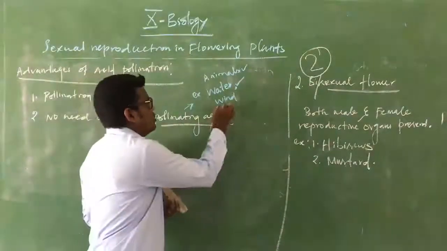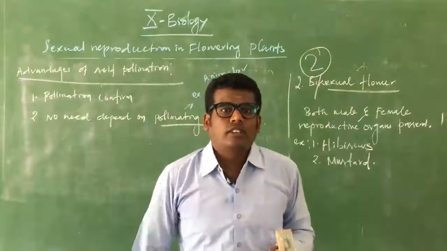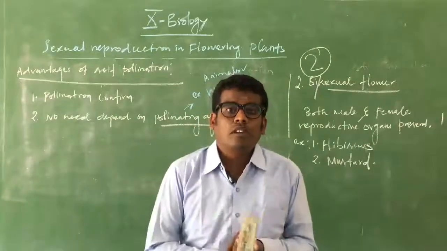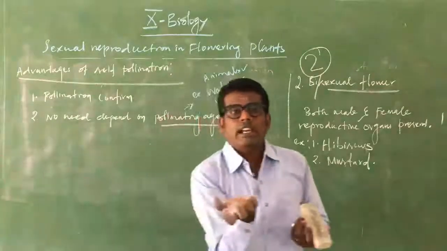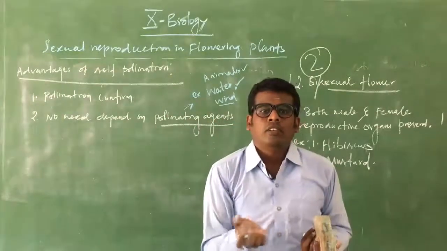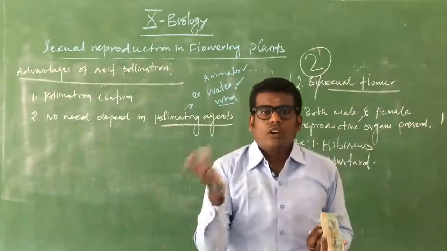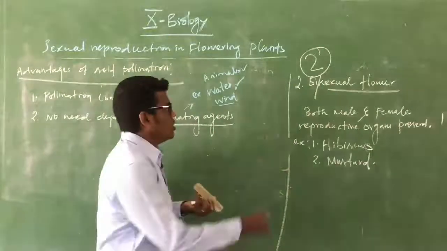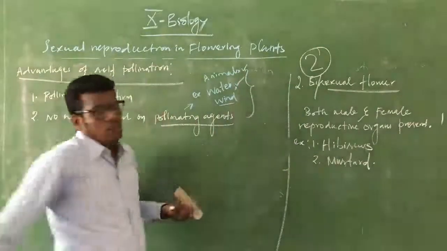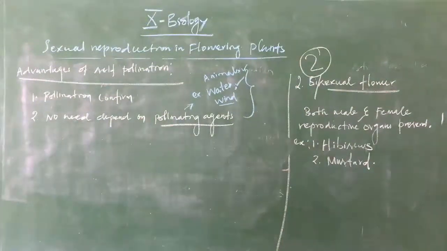And the next one is wind. The heavy wind carries the pollen grains because the pollen grains are lightweight, so it easily carries them from one flower to another flower, or to the same flower also. So these help with the pollination, and are called pollinating agents.